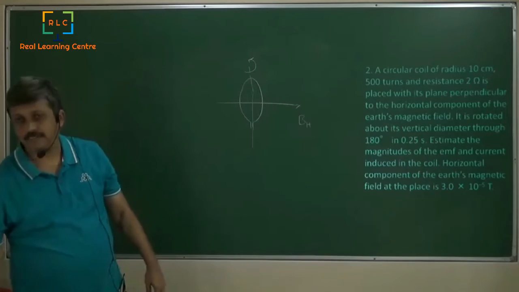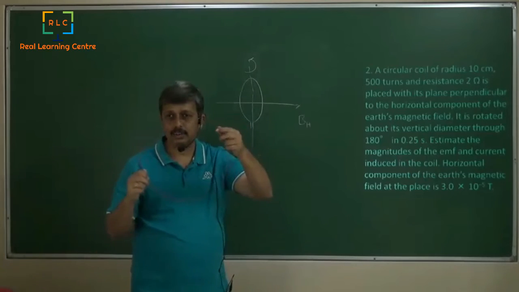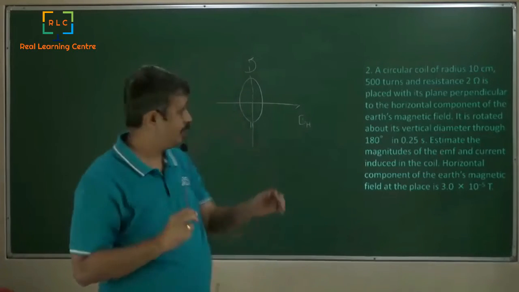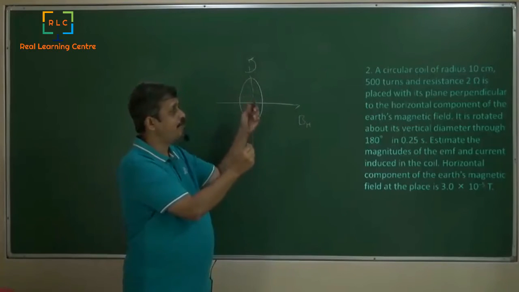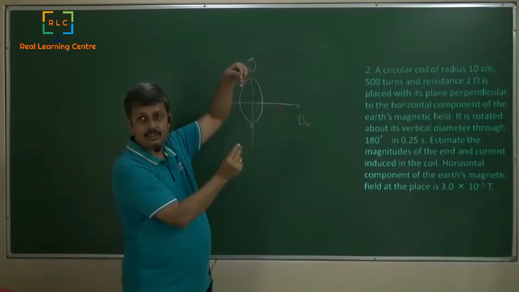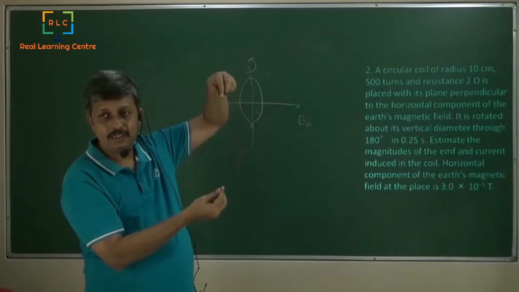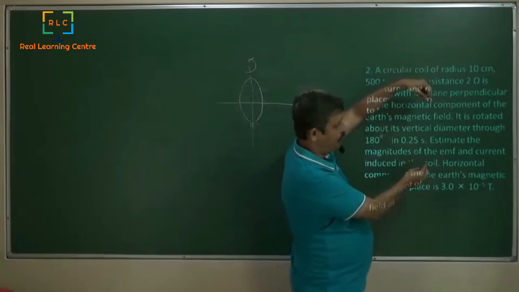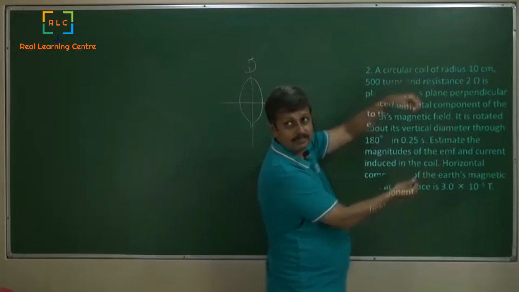Along this diameter it is rotated like this. So if you have a coil like this, let's say this is my coil, and Earth's magnetic field is like this. I'm going to keep it here and rotate it like this. Can you see this coil? I'm putting it in front of this.